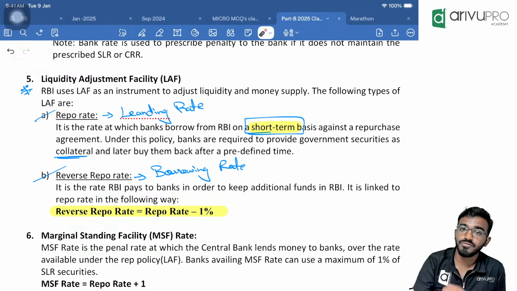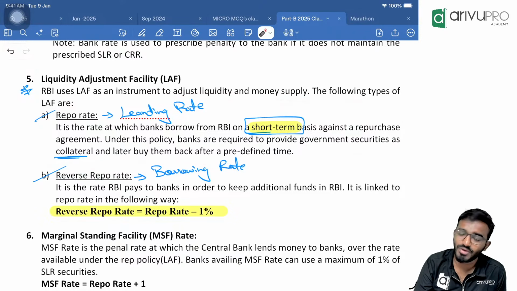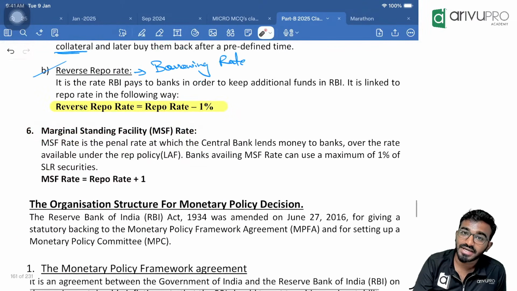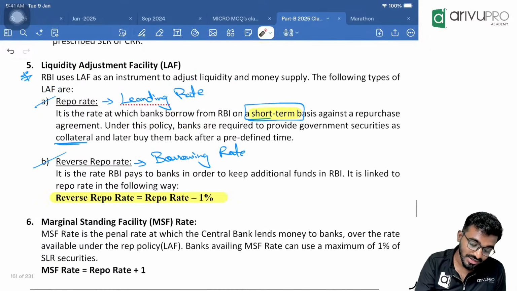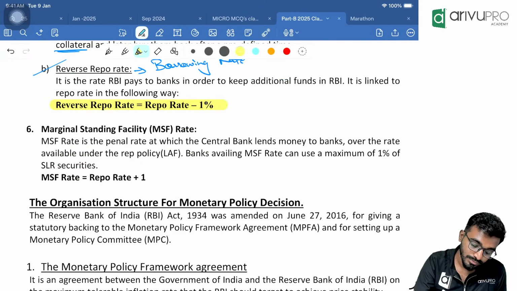Once again, if they come within those 14 days, even before giving back the money taken under repo, will we help? Yes, but not under the LAF facility. This time it is under the MSF facility, marginal standing facility, not under the repo rate concept but 1% more than the repo rate. Repo plus 1%, that is called MSF.